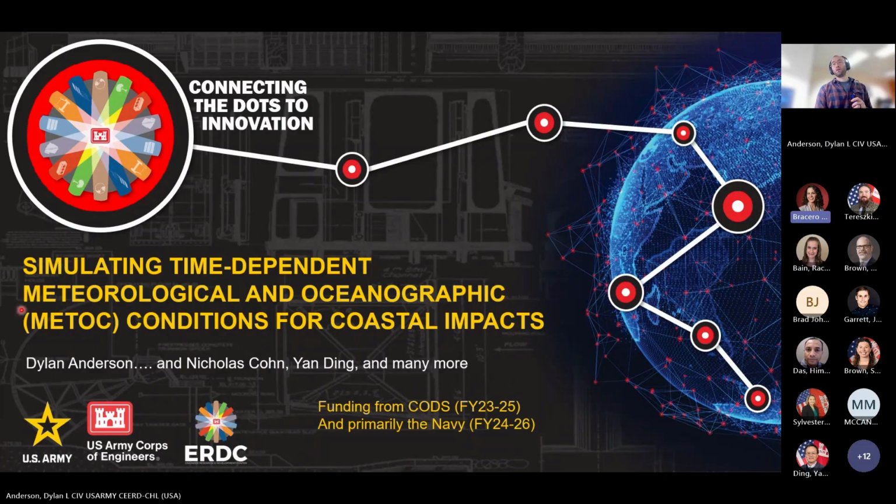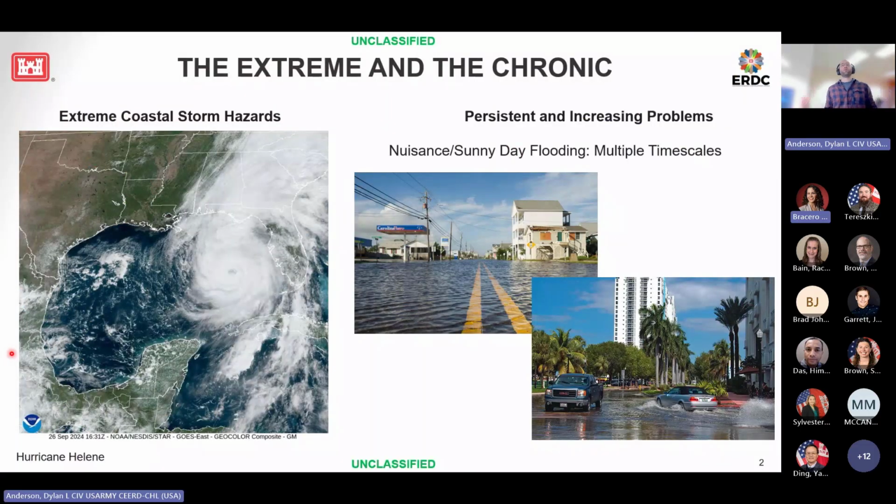So let's start with some of the motivation. I know no one in this crowd needs this quite as much, but I do want to hammer home the point that we've put a lot of emphasis on being able to do well with extreme coastal storm hazards. These are the multi-billion-dollar hazards that occur on our coastlines. This is why we have the coastal hazard system. It's rightly been our primary focus for decades.